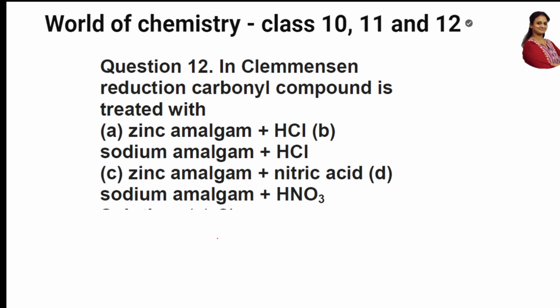So what is the option, students? In Clemmensen reduction, the carbonyl group is treated with zinc amalgam and HCl. This option B should come here. Not sodium amalgam, not zinc amalgam with nitric acid. No, this is the option: zinc amalgam and HCl. Easy.